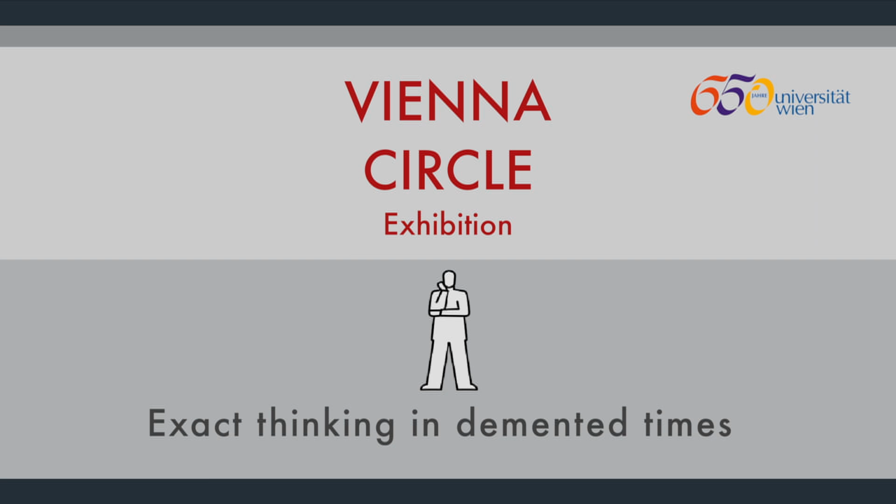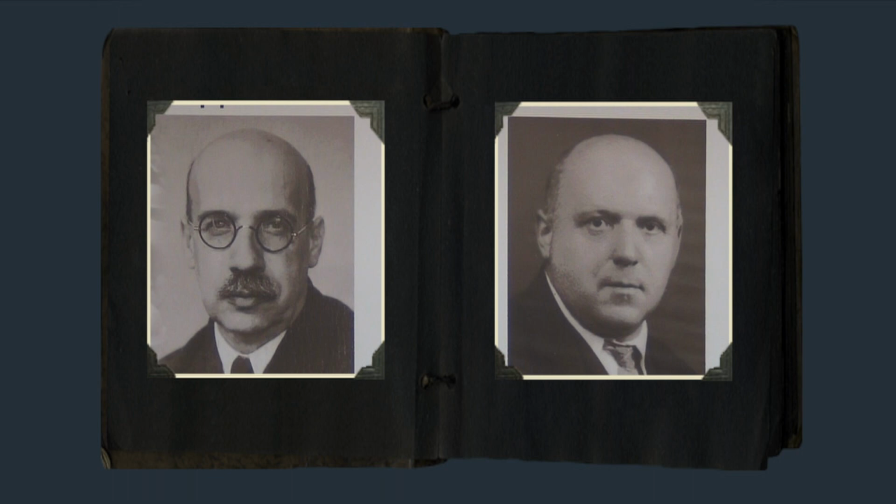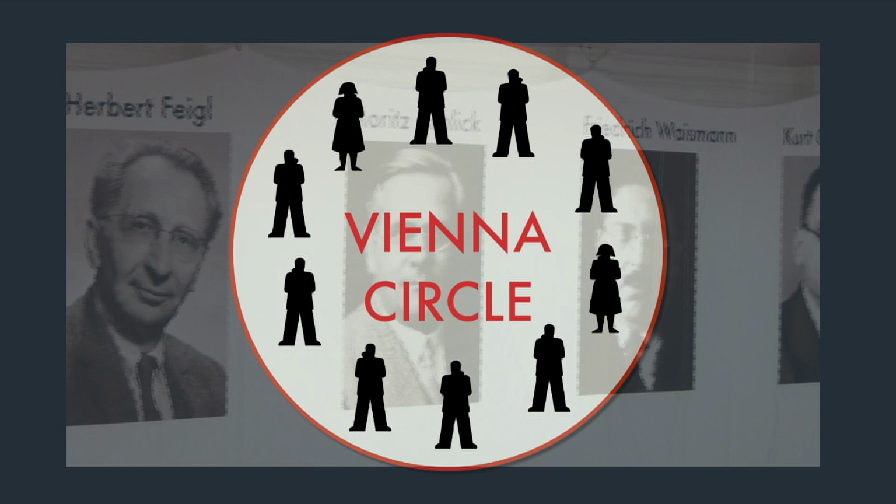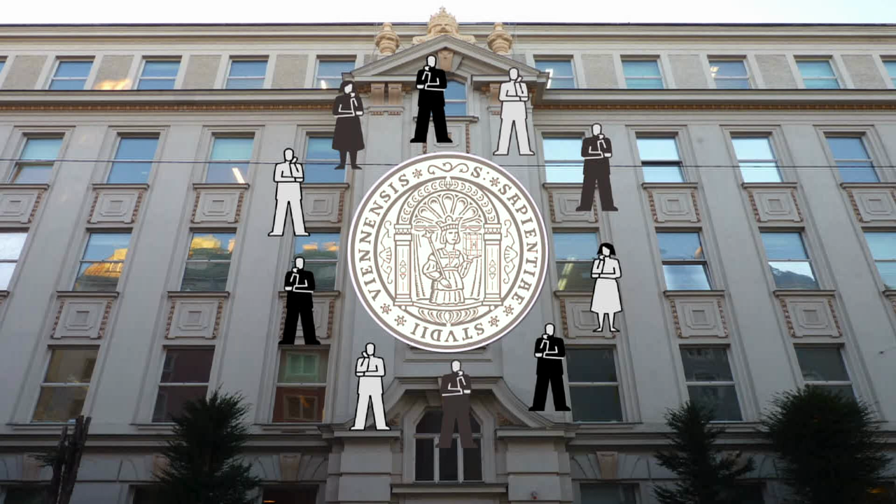During the interwar period, a group of people in Vienna was driven by a spirit of modernity, creating one of the most influential philosophy discussion groups from the last century. The Vienna Circle. The group met regularly at the University of Vienna.